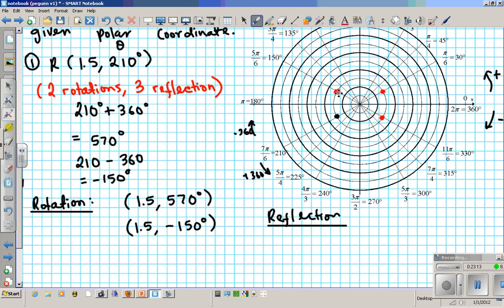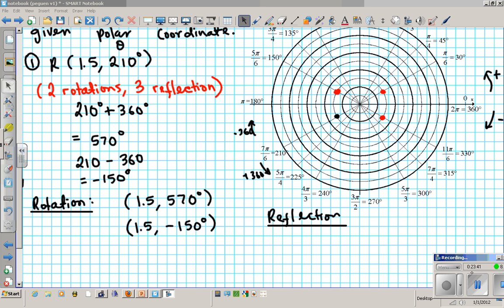Okay, and then we're going to use our reflection rules to create the answer that we desire. So we're going to look at what these three coordinates are, and then we're going to ask ourselves, what can I do to this to take it here? What can I do to this to take it here? And then what can I do to this to take it there?